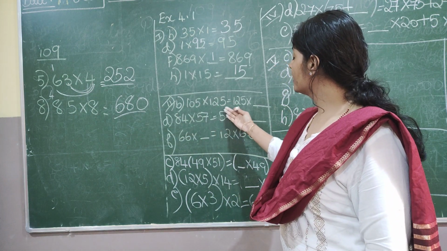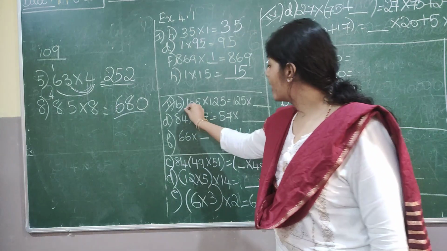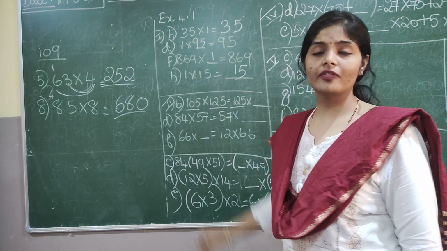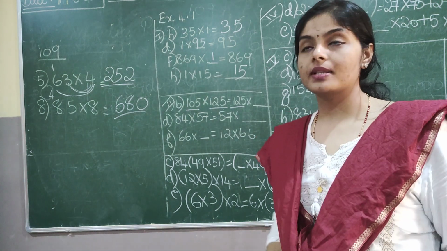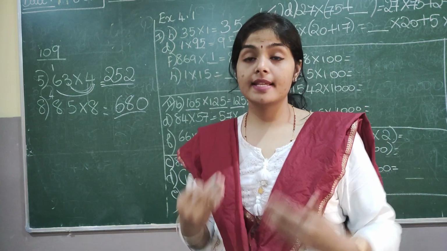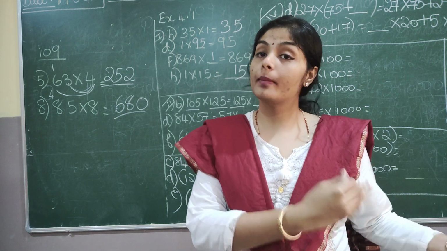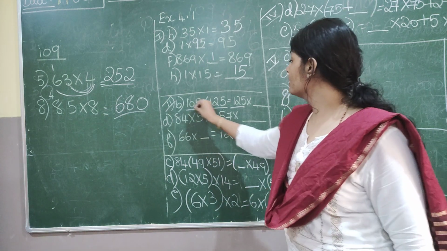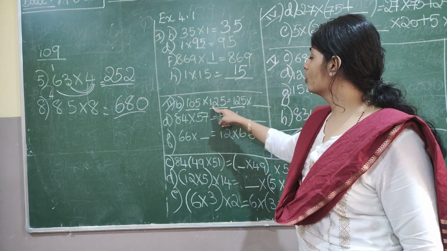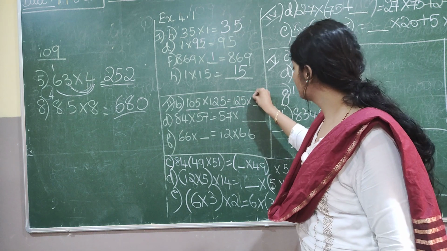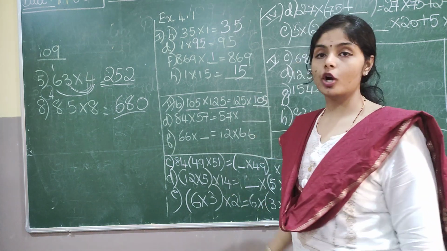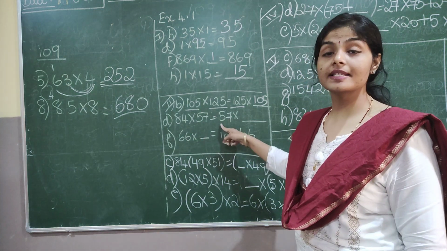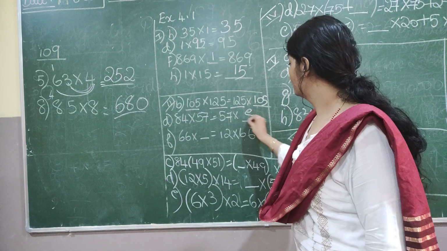105 into 125 is equal to 125 into 105. We are repeating the question, like 2 into 3 is equal to 3 into 2. Commutative property, you know, no? Same thing. So 105 into 125 is equal to 125 into 105. Got it? Next, 84 into 57 is equal to 57 into 84.